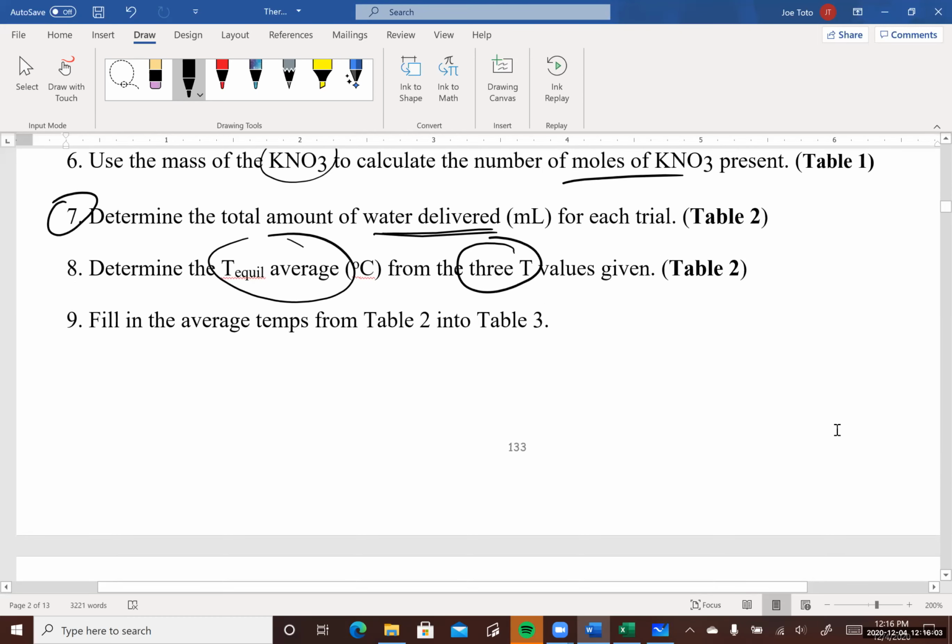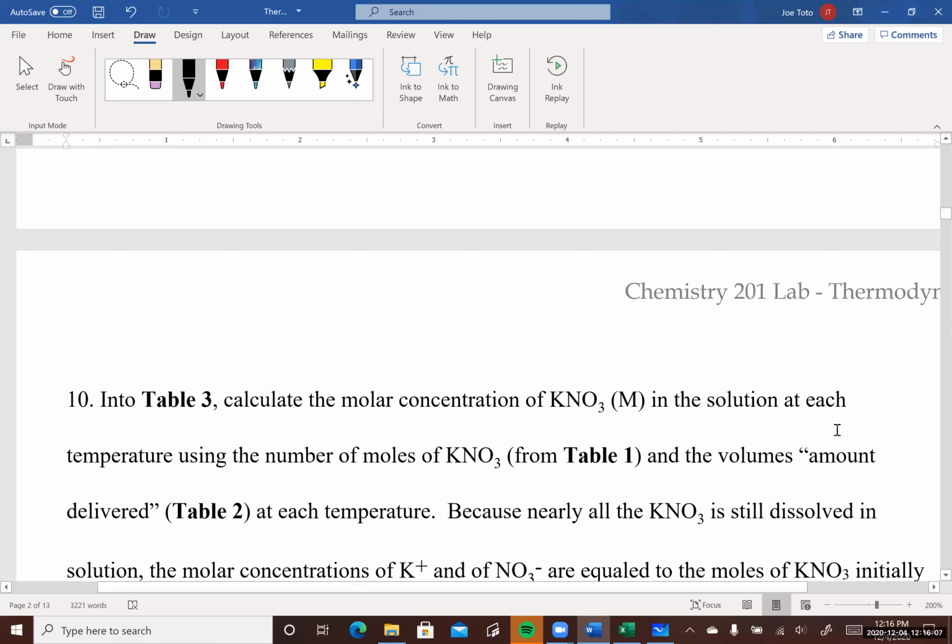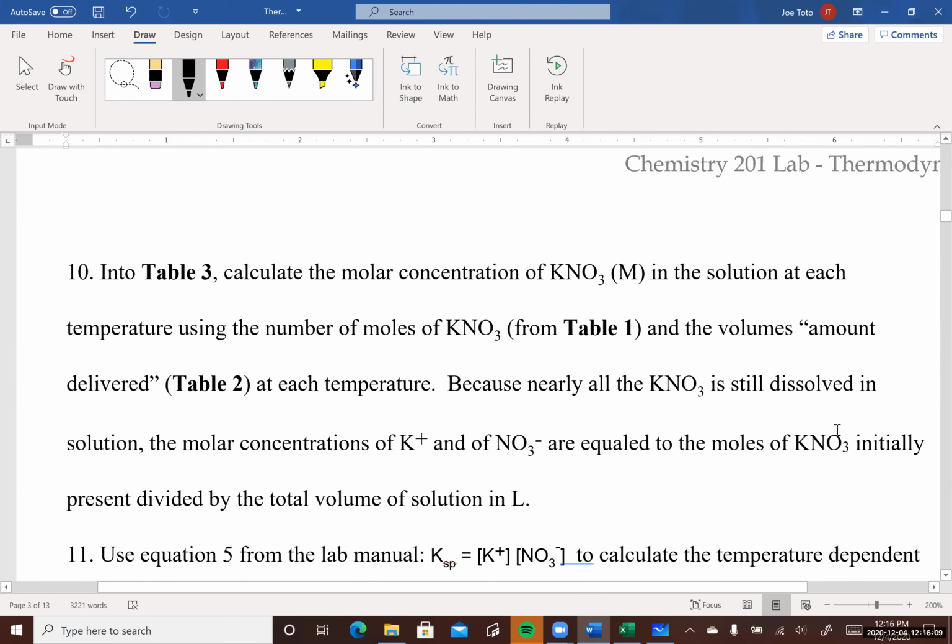So once you have those averaged, just copy them into table 2 and 3. And then you're going to go on to table 3 and figure out the molar concentration of potassium nitrate. So that's moles per liter. You have the total solution.